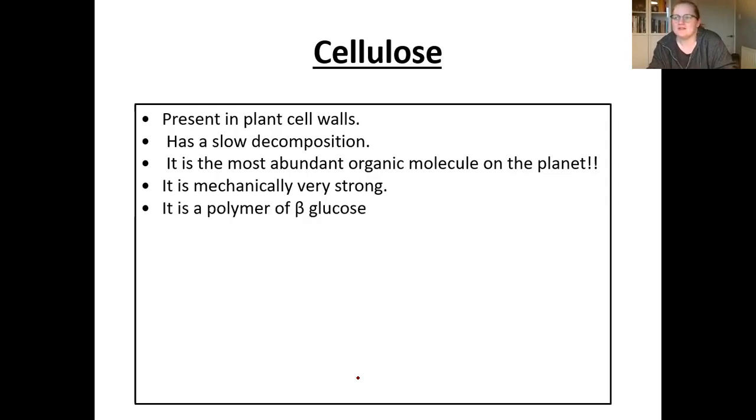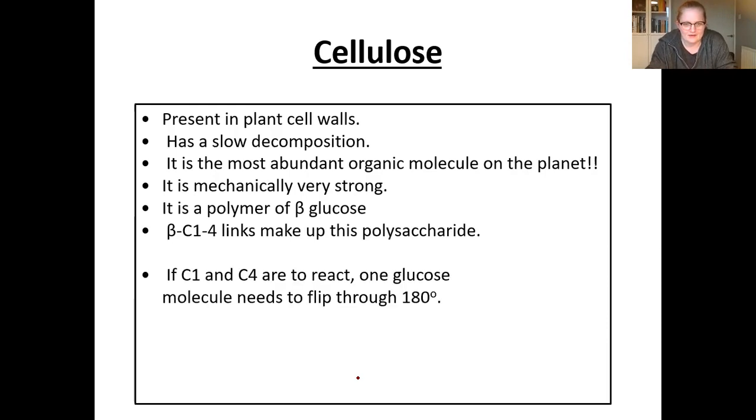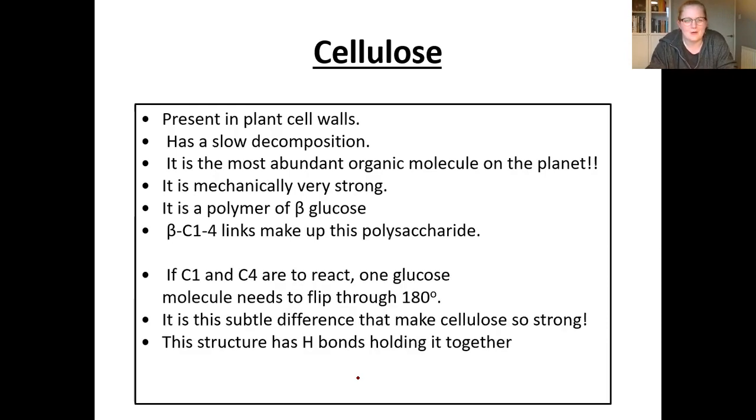It is a polymer of beta glucose. This is the first time that we've come across beta glucose since we've been talking about the two different types of glucose, and we're going to have a look at how it forms together. So it's a polymer of beta glucose, and it has beta glycosidic 1,4 bonds. It's exactly the same 1,4 bond as we would have in alpha glucose, but it's on the beta glucose, so we call it beta 1,4 links to make up this polysaccharide.